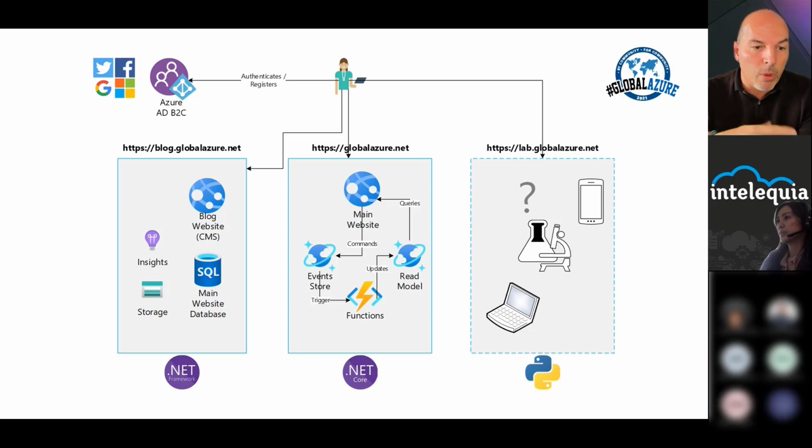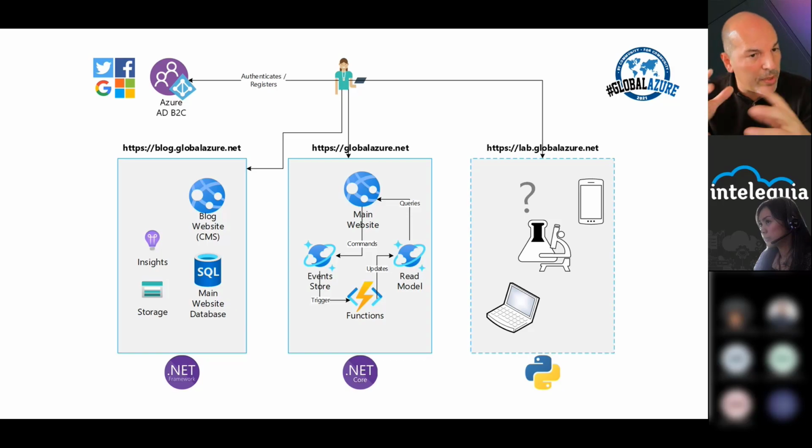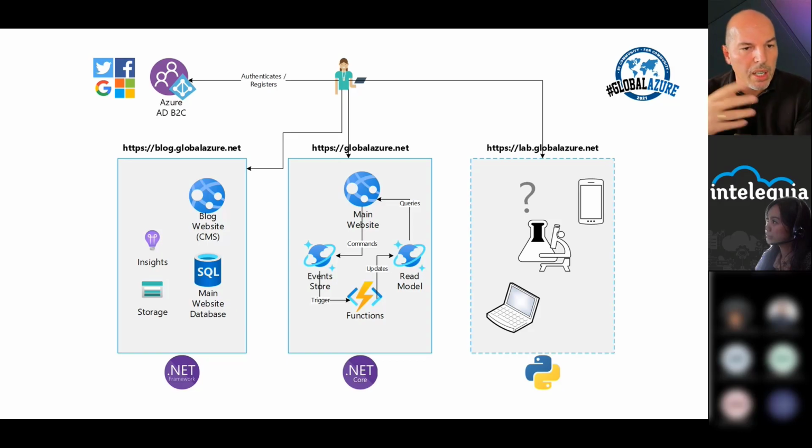Then we have another website. The main website is implemented in .NET Core, and the blog website is implemented with DNN. Of course, we know that the DNN platform is built on .NET Framework, but it's using the same identity, the same tenant. In the demo you'll notice we have single sign-on: once you log in to one website, you can move to the other without even noticing that you are logging in more than one time.